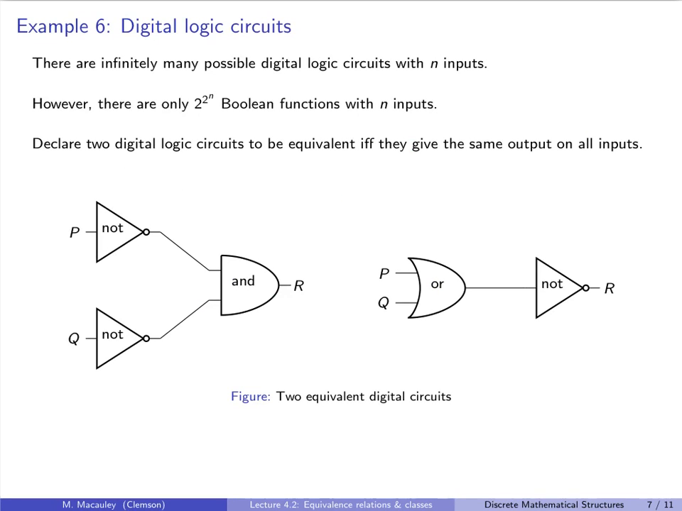So let's declare 2 digital logic circuits to be equivalent if and only if they give the same output on all inputs. For example, this circuit on the left is not P and not Q, and this one on the right is not, parentheses, P or Q. So we know that these expressions are equivalent logically, so we will say that these digital circuits are going to be equivalent. Now there are many other ways we could define equivalence relations of circuits, but this is really the only one that actually makes the most sense.